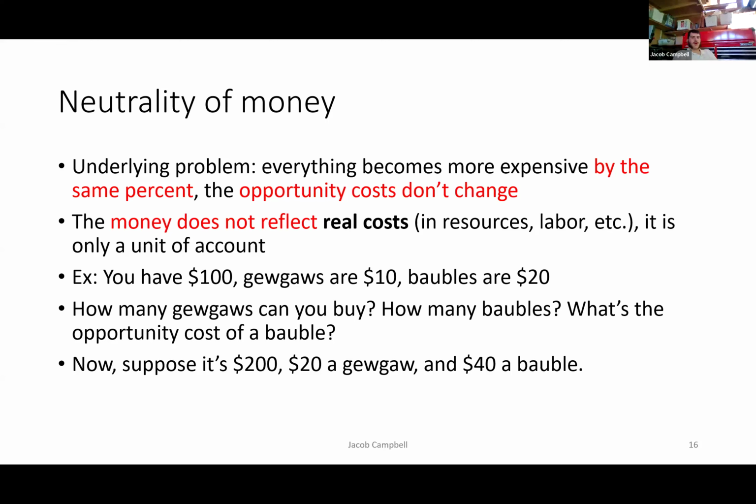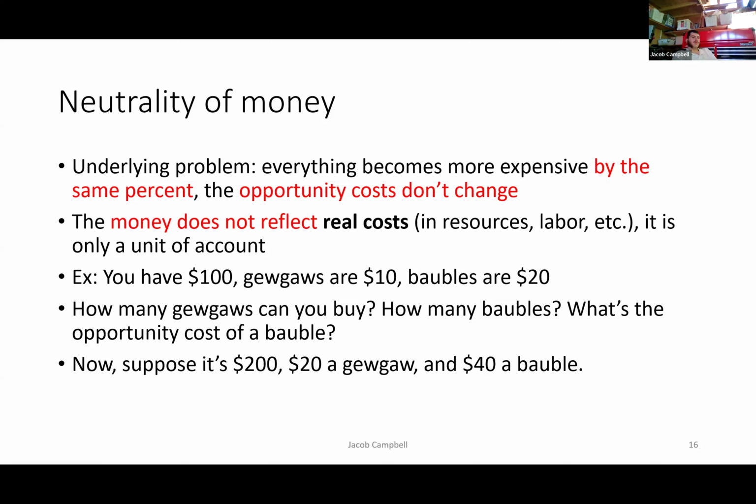The underlying problem is that if everything becomes more expensive by the same percent, then the opportunity costs don't change. The money does not reflect real costs in resources, labor. It's only a unit of account. It's just a way of keeping score.